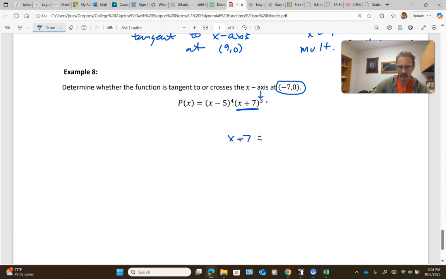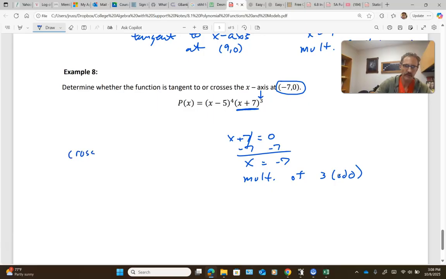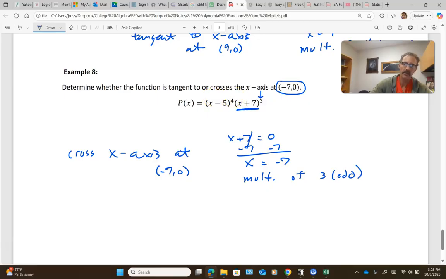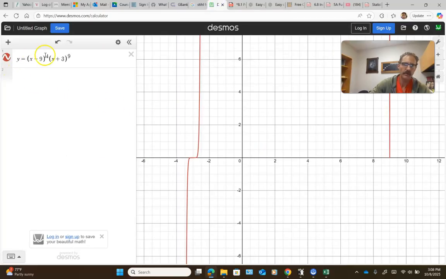I'm just going to explicitly show you. If you were to take that factor, set it equal to 0, you'd subtract 7 from both sides, and you get that the 0 is negative 7, but it has a multiplicity of 3 because this factor occurred 3 times. Now 3 is an odd number, which means the function will cross the x-axis at that particular point, negative 7, 0. Okay, and we'll graph this one as well so I can show you. X minus 5 to the 4th times x plus 7 to the 3rd.